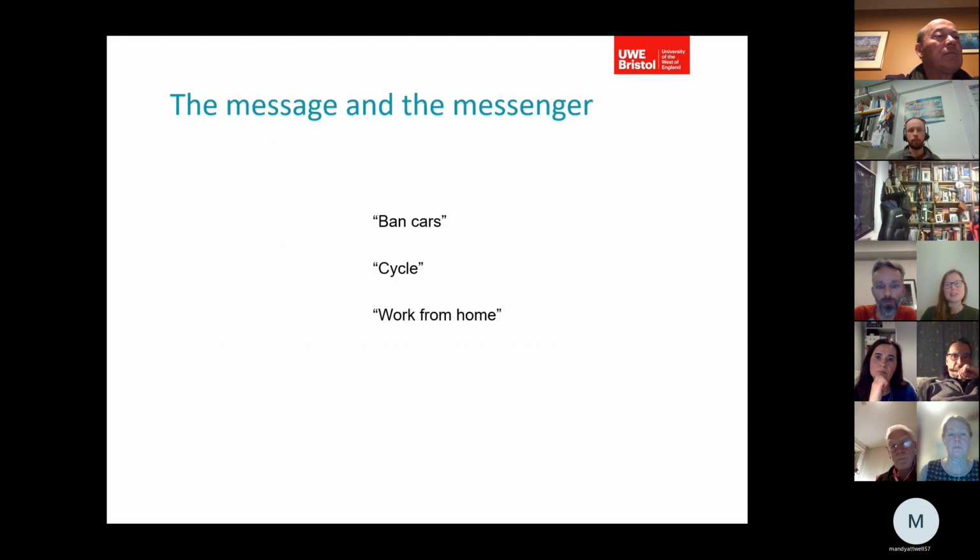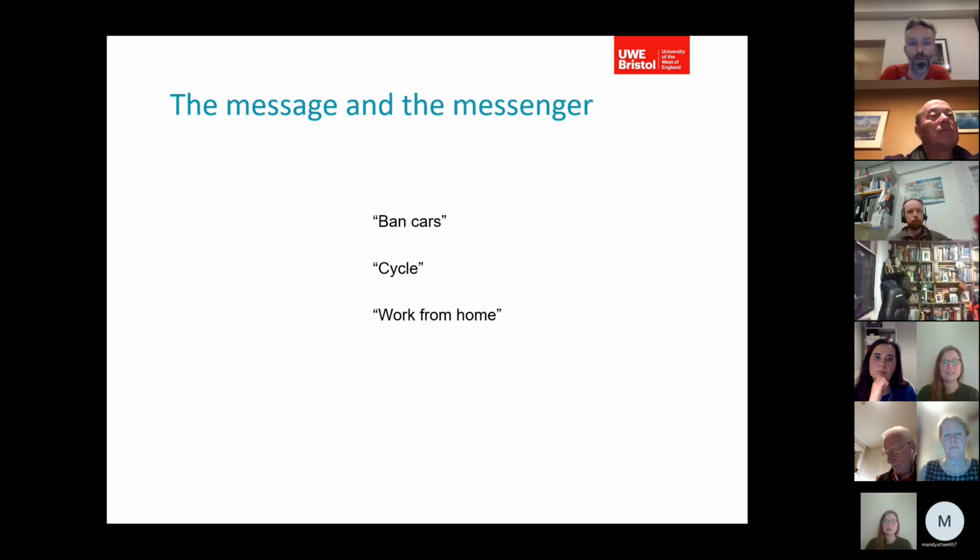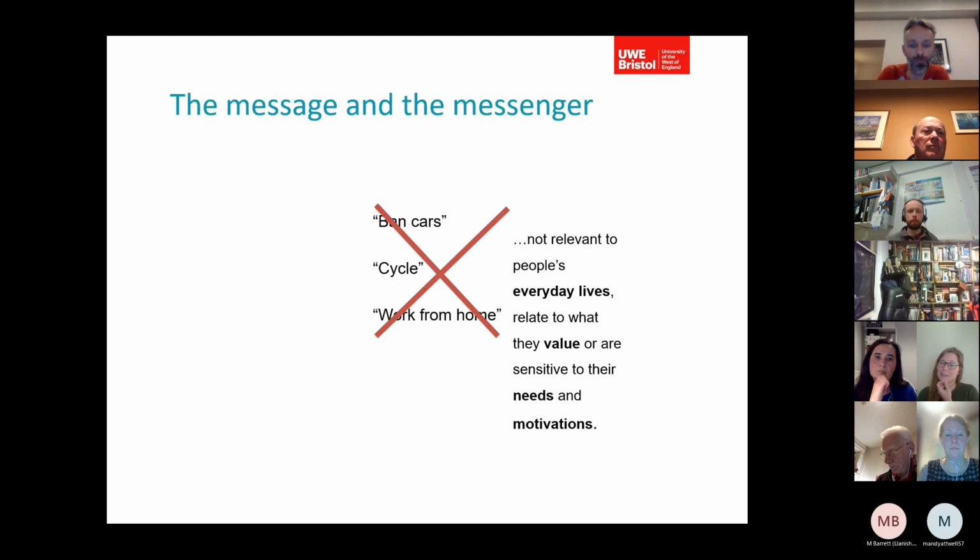So: ban cars, cycle, work from home. These are obviously clear messages, but messages that will not resonate with the majority of people. The reason for that is because they are not necessarily relevant to people's everyday lives, relate to what they value, or are sensitive to their needs and motivations. So they're very much without context or shaping towards a particular community.